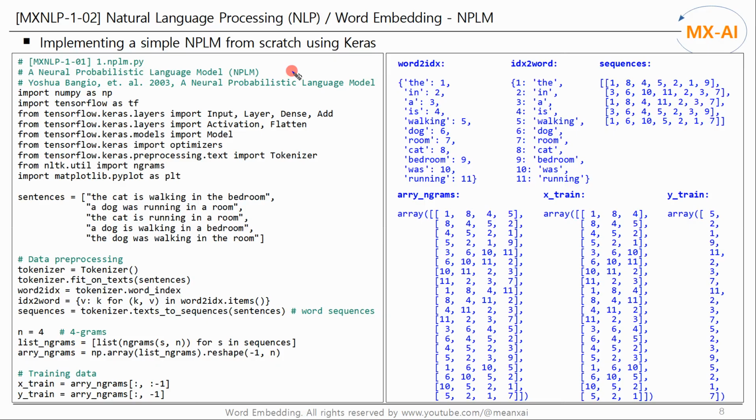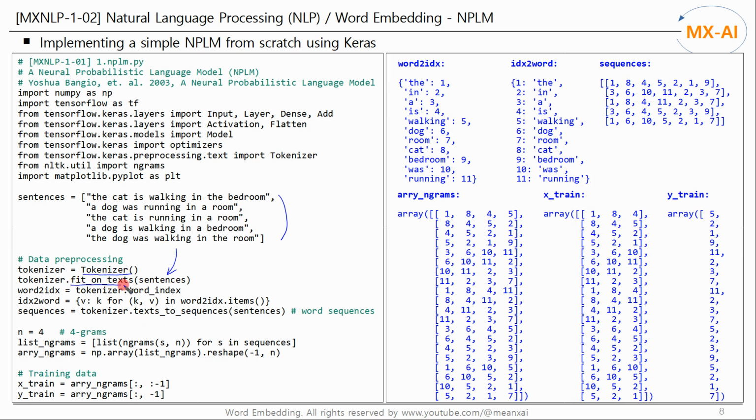Now, let's implement a simple NPLM from scratch using Keras. We will use this very tiny dataset to train an NPLM. This corpus consists of only 5 sentences. First, we build a vocabulary using these sentences. To do this, we used Keras' tokenizer class to tokenize a list of texts or sentences.